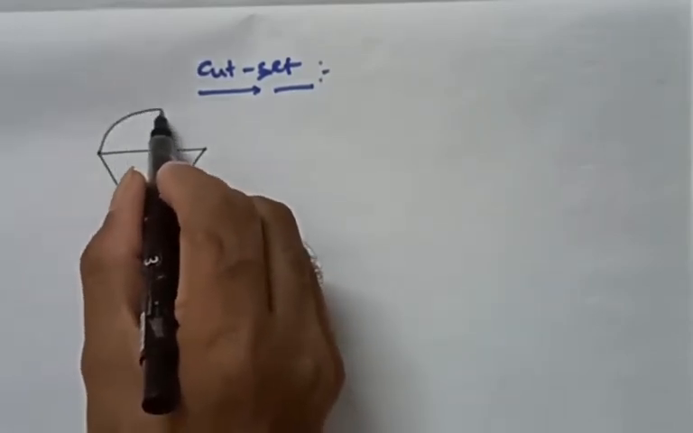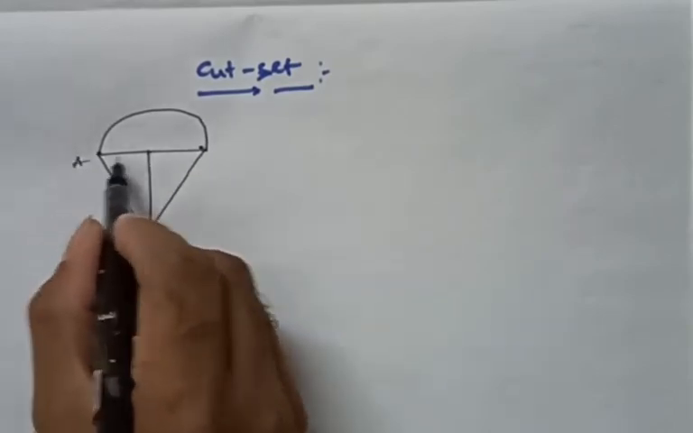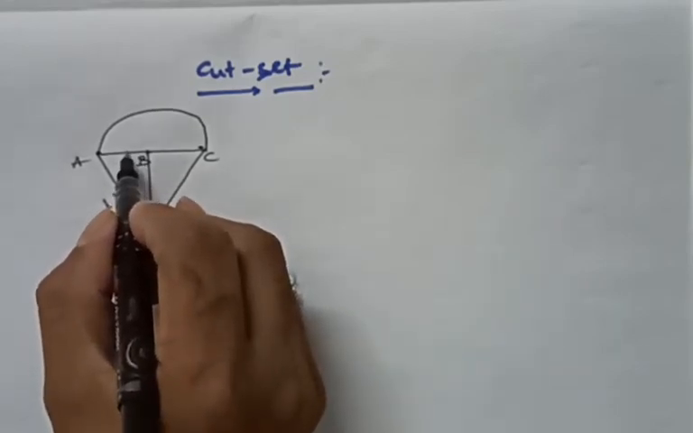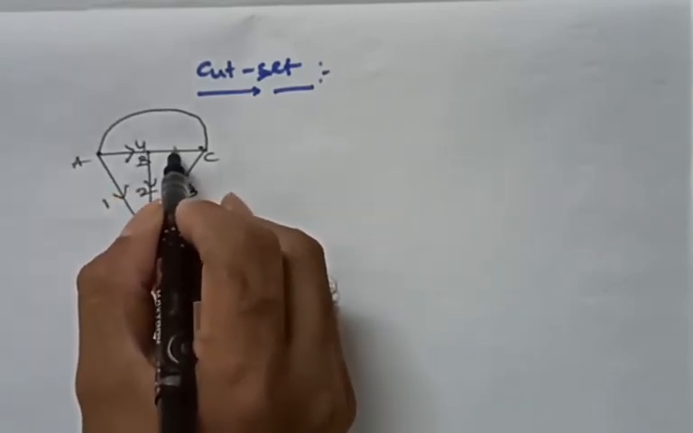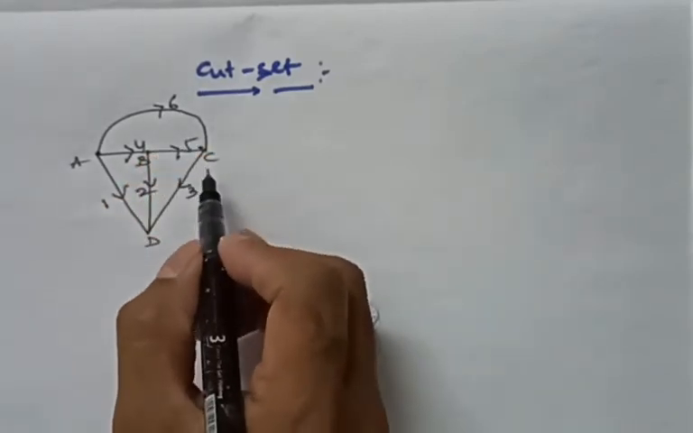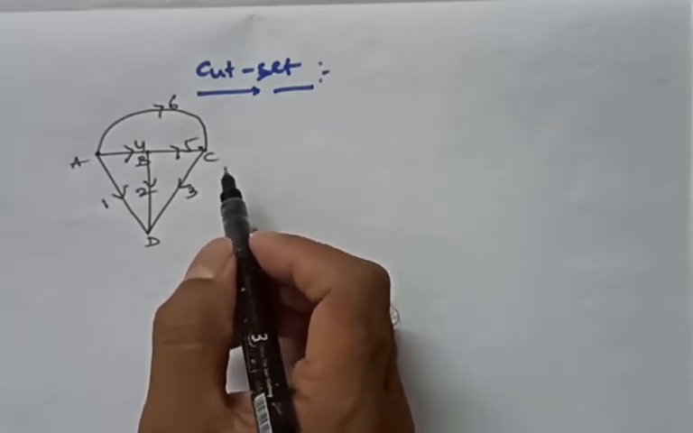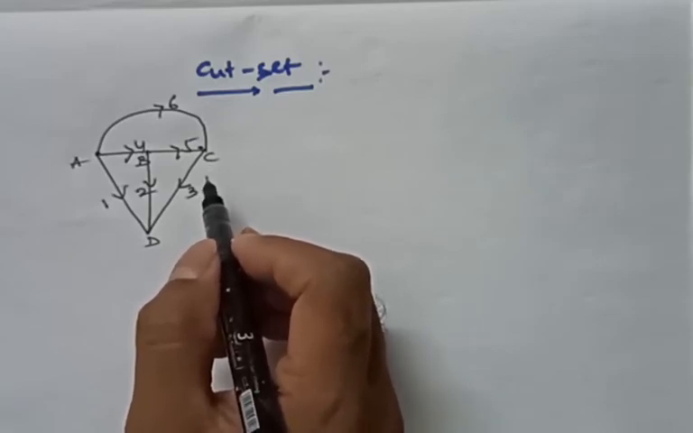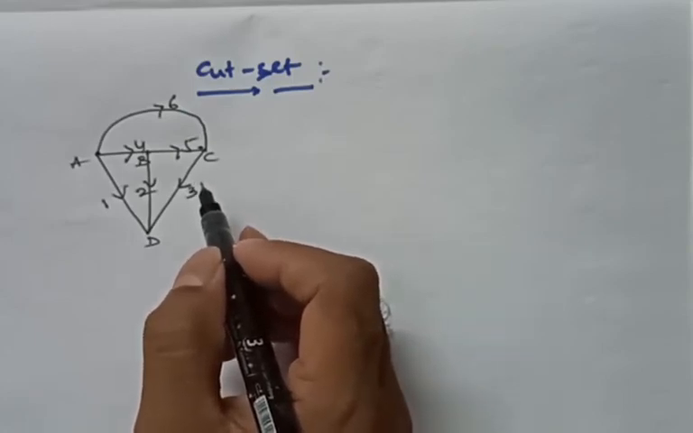A graph having 4 nodes, let us assume A, B, C, D are nodes, and 6 branches having the orientation like this: 1, 2, 3, 4, 5, 6. Now here we have to remove some branches such that the graph is exactly divided into 2 parts. If you connect any one of the removed branches, the graph should become connected.